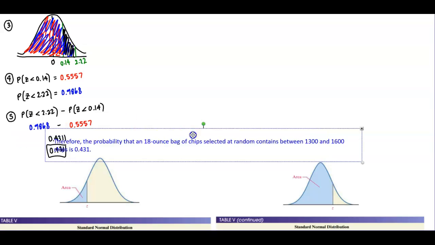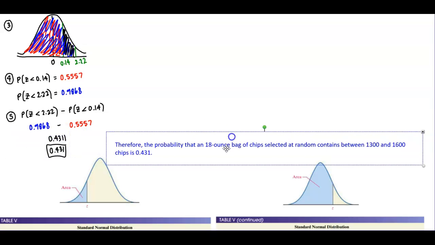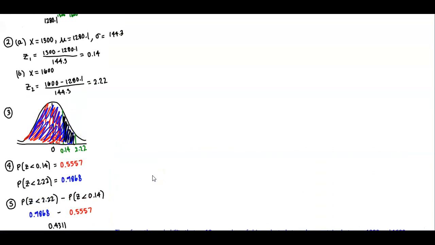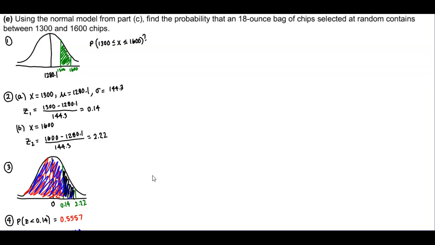So then we can come to the conclusion and state that, therefore, the probability that an 18-ounce bag of chips selected at random contains between 1,300 and 1,600 chips is 0.431. Okay, and then let's quickly do this by using the TI-84.